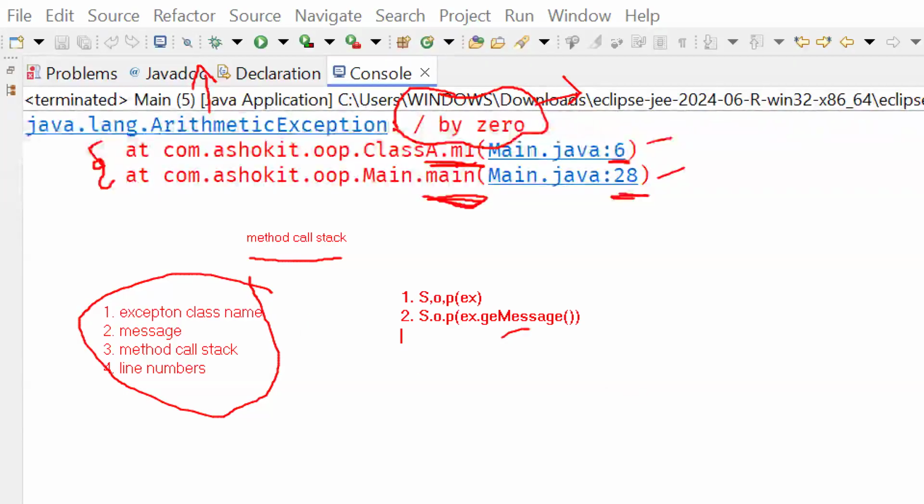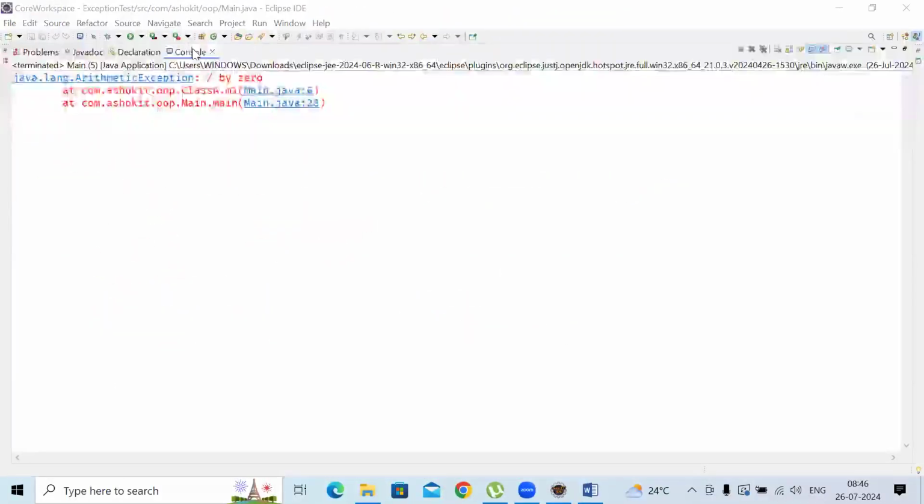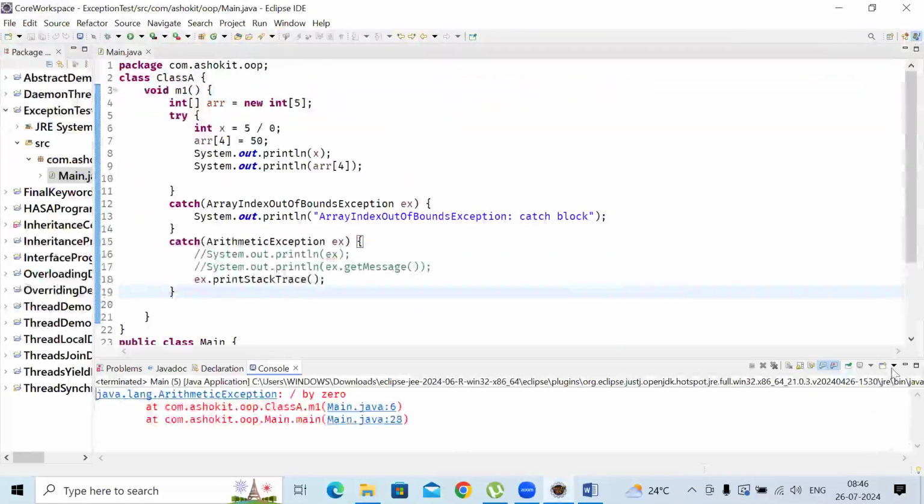Third way, calling the printStackTrace method. Total, how many ways are there? Three ways. Let me write these points.